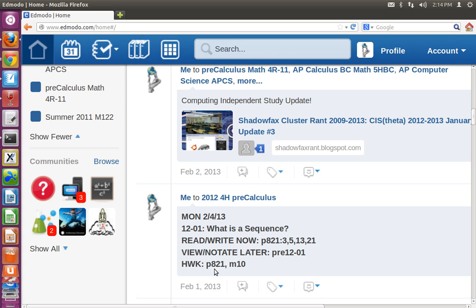There it is. Homework tonight, page 821, multiples of 10. We'll go over that tomorrow. Any homework checks tomorrow? All right. Let's see. How about this one?